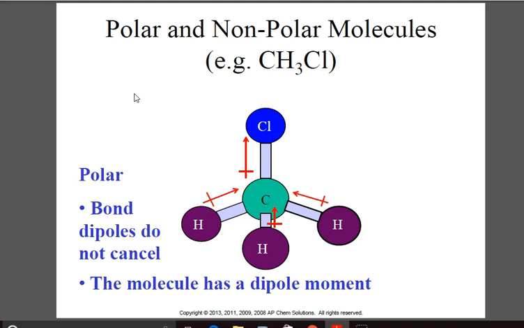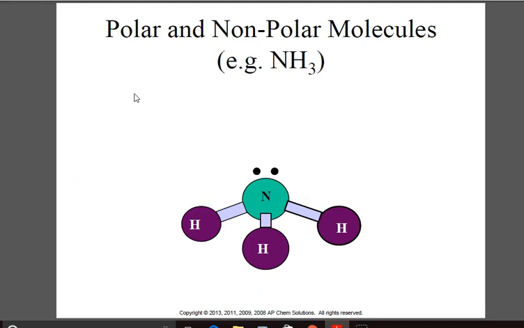Is there a dipole moment is what they're going to ask. All right, what about ammonia, the popular cleaning product, NH3? This molecule has a trigonal pyramidal shape, which they tried to demonstrate there. So we have 4 charge clouds, like in tetrahedral, but one of them is a lone pair.